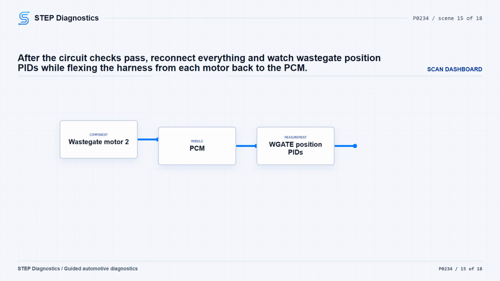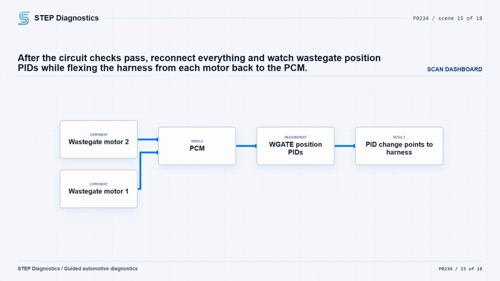If it passes, reconnect the wastegate motor connectors and PCM, turn the ignition on, and monitor the wastegate position PIDs while wiggling, shaking, and bending small harness sections from each wastegate motor to the PCM. If the PIDs show a concern, repair it as needed, clear the PCM DTCs, and rerun the self-test. If not, move to the position check.